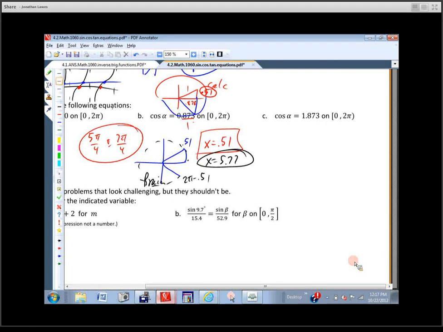See a couple shaking heads. That's good. Domain issue, right? Okay, think about this.